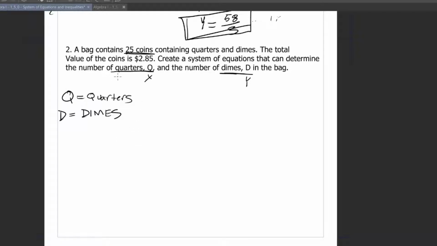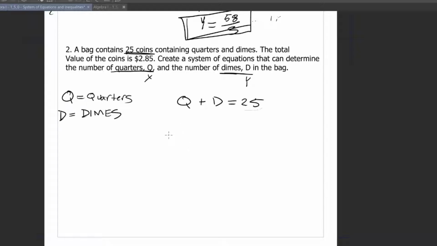Now, the first thing, a bag contains 25 coins, right? So in total, we know quarters plus dimes, so Q plus D equals 25. We know that the bag has both quarters and dimes, and the total number of coins, regardless of if it's 1 quarter and 24 dimes or vice versa, has to equal 25. Okay? And we know the total value of coins is 285.